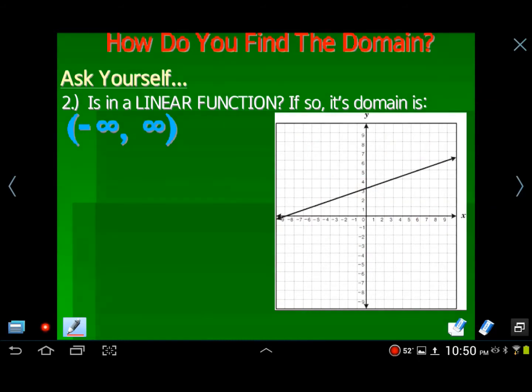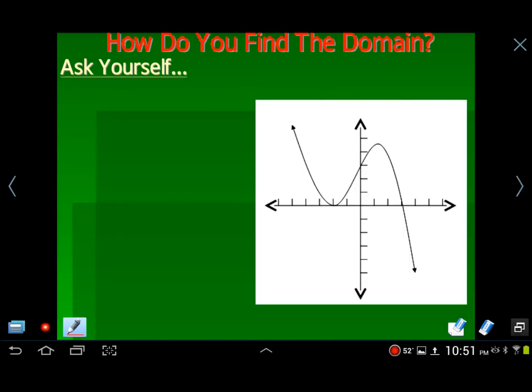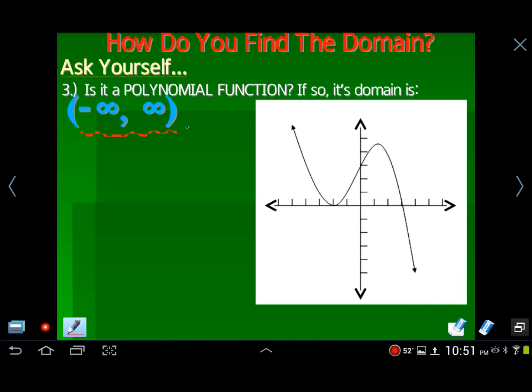Its domain will be everything. The x values are basically infinite. This line goes on forever and ever, and therefore your domain values are going to be infinite x values. Another question you might want to ask yourself is, is it a polynomial function? If so, its domain is, again, the same thing here, all real numbers. Negative infinity all the way to positive infinity, everything.